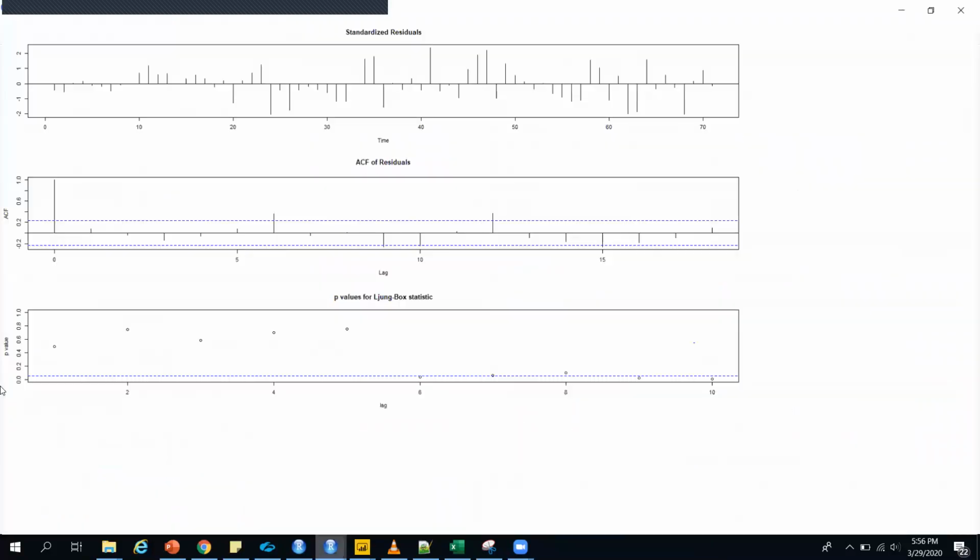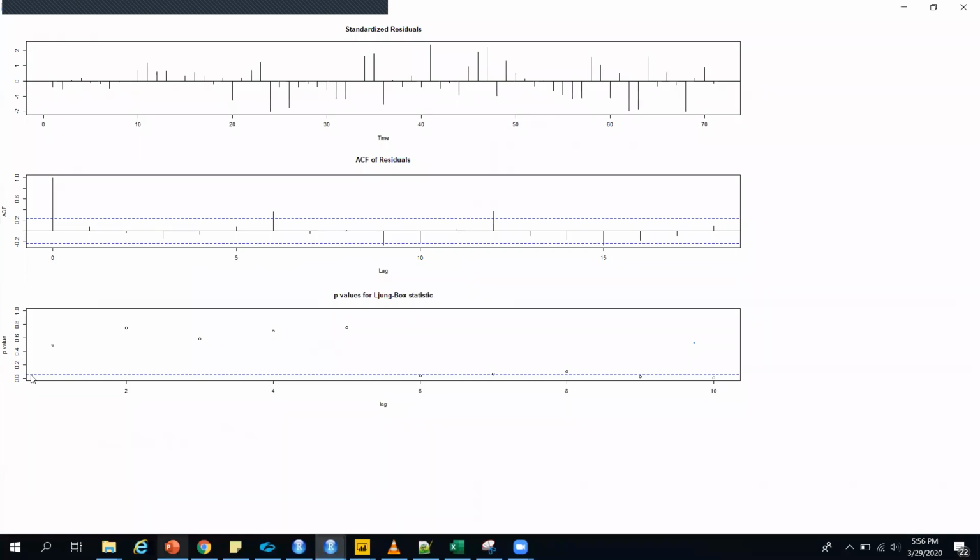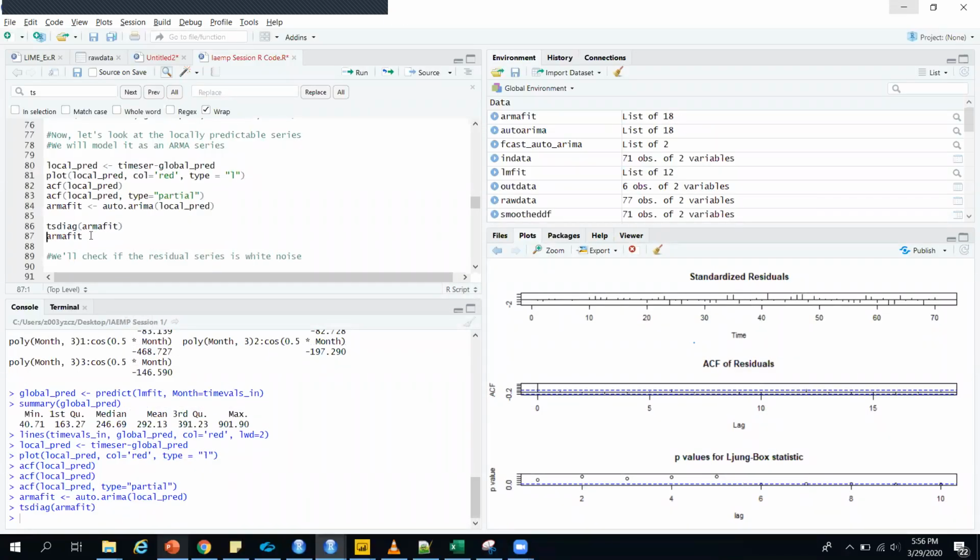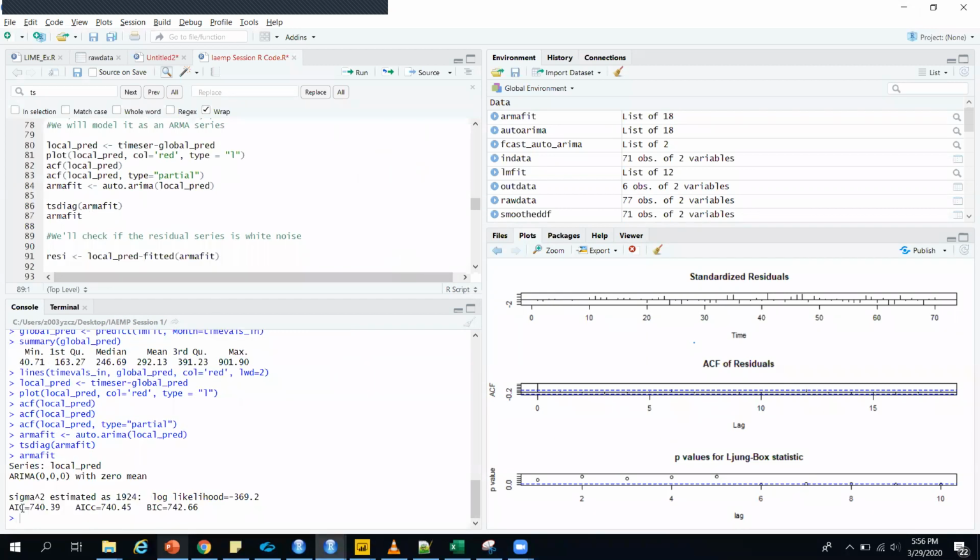Let's see how the p value is. This is somewhere around 0.8. So this is my auto ARIMA output, and I have this AIC value of 740.39 and the BIC value of 742.66, and the log likelihood. These are the parameters which give me the performance of my auto ARIMA model.